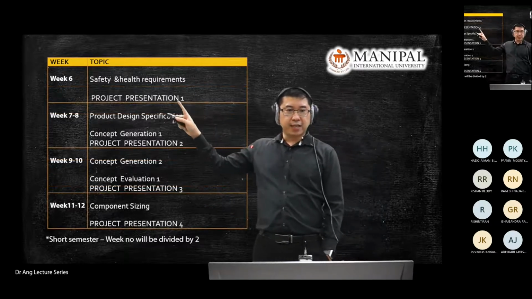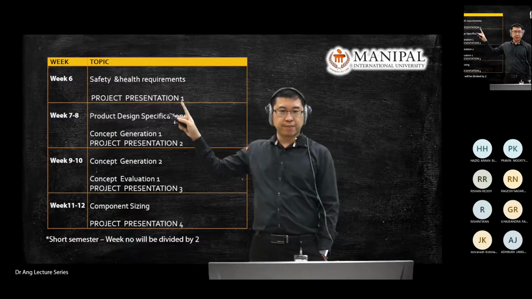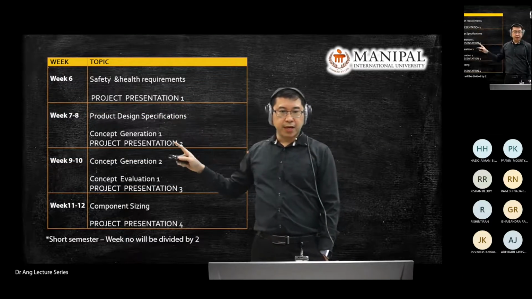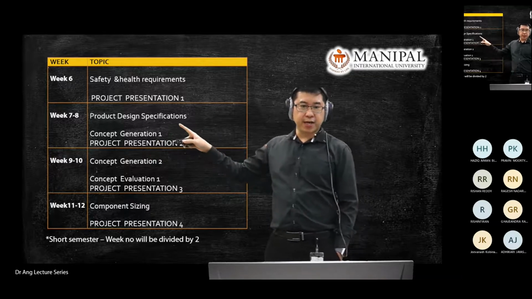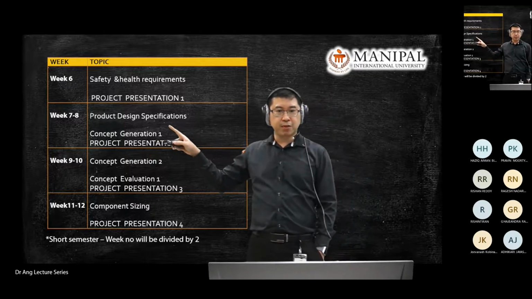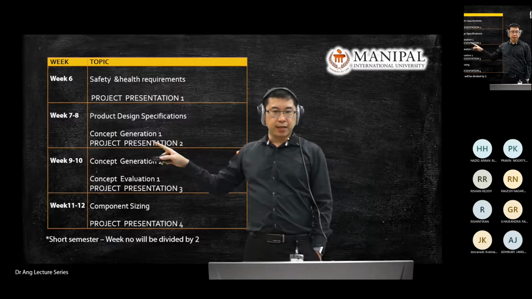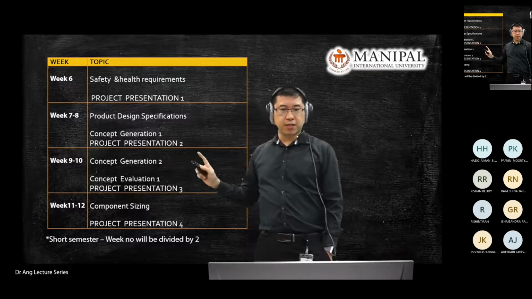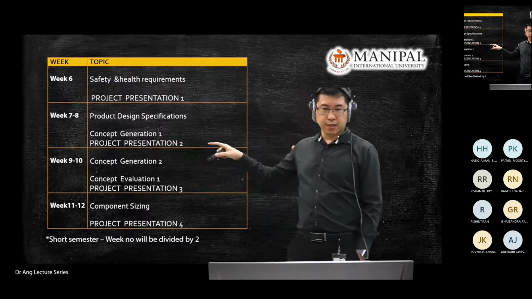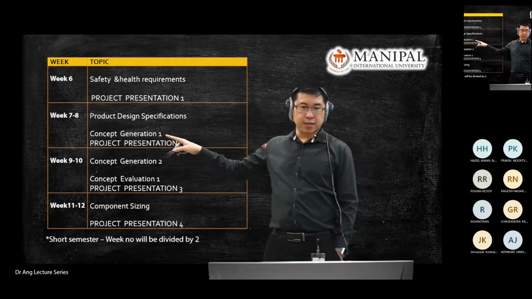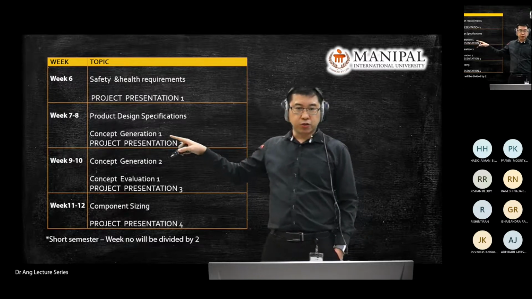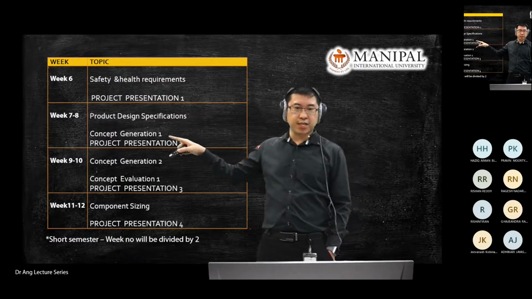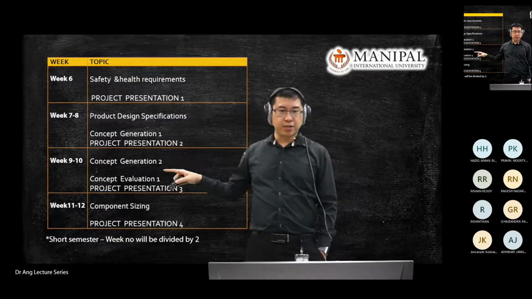safety requirements, and we will have your first project presentation in week 6, and presentation number 2 in weeks 7 and 8. In weeks 7 and 8, you have classes to teach you about product design specification, and you need to present on concept generation 1 here. This means there will be classes on how to systematically make sure you have a good design, so there is a concept generation class for that.